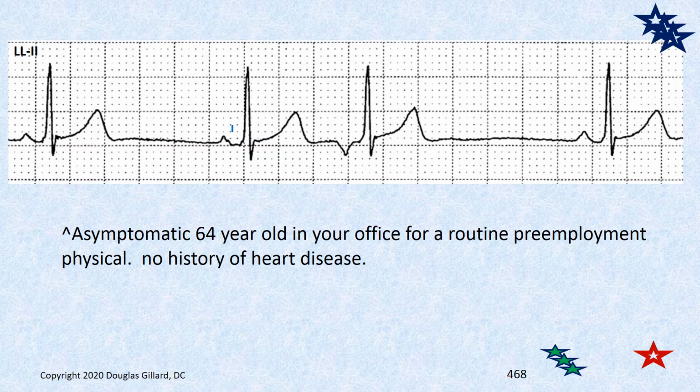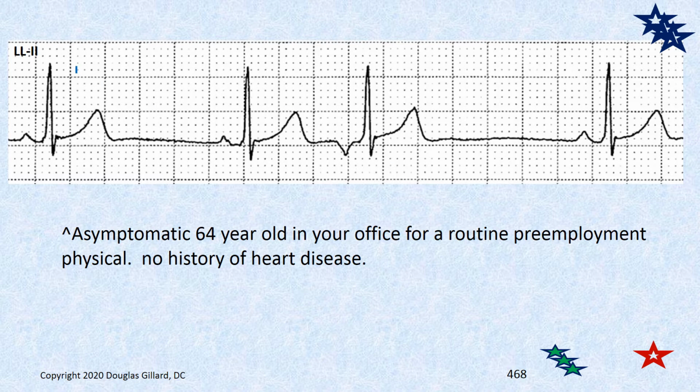All right, let's do another one. These are fun. Here's an asymptomatic 64-year-old who comes in your office for a routine pre-employment exam, kind of old to be starting employment, but in this day and age, it's probably not unusual. He gives no history of heart disease, says he's in excellent health. All right, so you run a tracing on him, and here's what you find. What do you see?